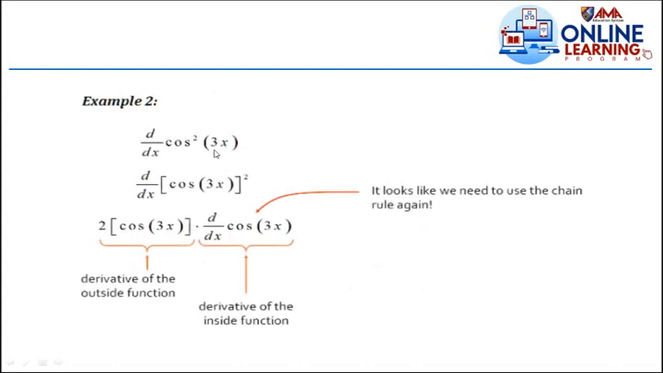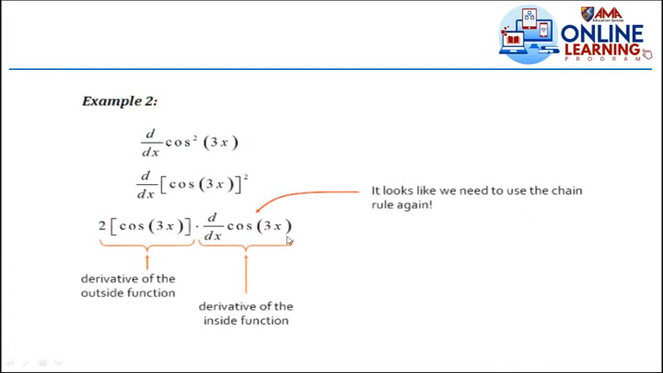So we have your example number 2. The derivative of cosine squared of 3x with respect to x. So we have the cosine quantity 3x and then squared. With this one, we are going to use the power rule. If we simplify that, we have 2 cosine 3x multiplied by d/dx of cosine 3x.